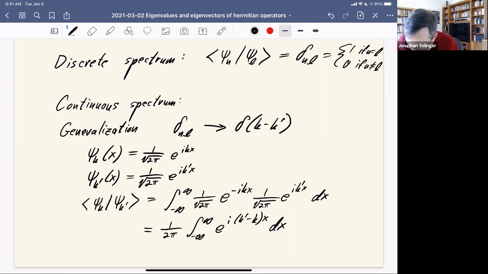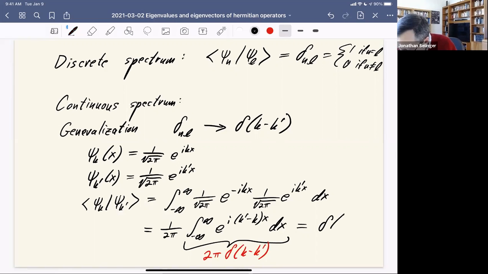Now this integral is an integral that I think we've talked about once before this semester. And I told you that this integral is equal to 2 pi times delta of k minus k prime, the Dirac delta function. And so the 2 pi's cancel, and this comes out to be the Dirac delta function of k minus k prime. So this is how the orthogonality works for the case of a continuous spectrum.